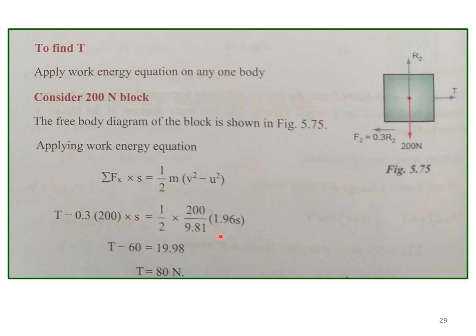So T minus 0.3 R2 into S, the distance, is the work done, which is equal to the change in kinetic energy of the system. So from this, half m into v square minus u square. So we are substituting here, v square is equal to 1.96 s. From this we get the tension in the string as 80 Newton.